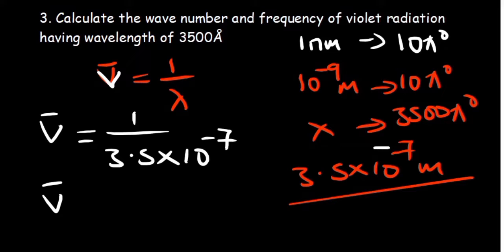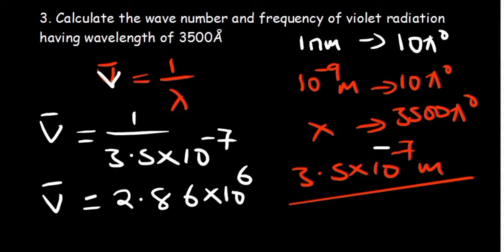So I'm getting 2.86 times 10 to the power 6. Basically, when you look at the units, the wavelength was in meters, so it's obviously going to be meters to the power negative 1 for our wave number.